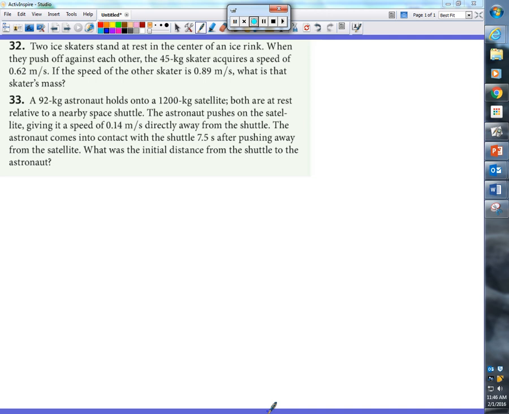So, all these are going to be conservation of momentum problems. These first two problems are going to be kind of like when we had the two carts and we pushed the plungers together and then released them. Total momentum before the collision is 0, so the total momentum afterwards still has to be 0. But there will be individual momentums afterwards.